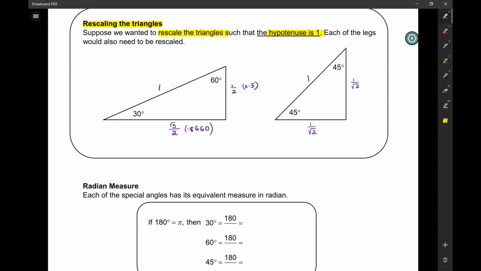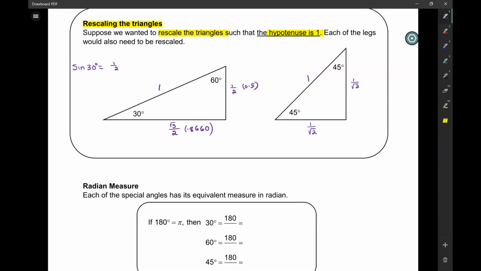Okay? Now, let me ask you this. Suppose I asked you now to use these new triangles to find sine of 30. How did we do sine of 30? It was opposite over hypotenuse. So sine of 30, opposite is 1/2. Divided by hypotenuse is 1. 1/2 divided by 1, how much is it? 1/2. So do I really even have to divide by the hypotenuse anymore? Because it's just divided by 1, right?